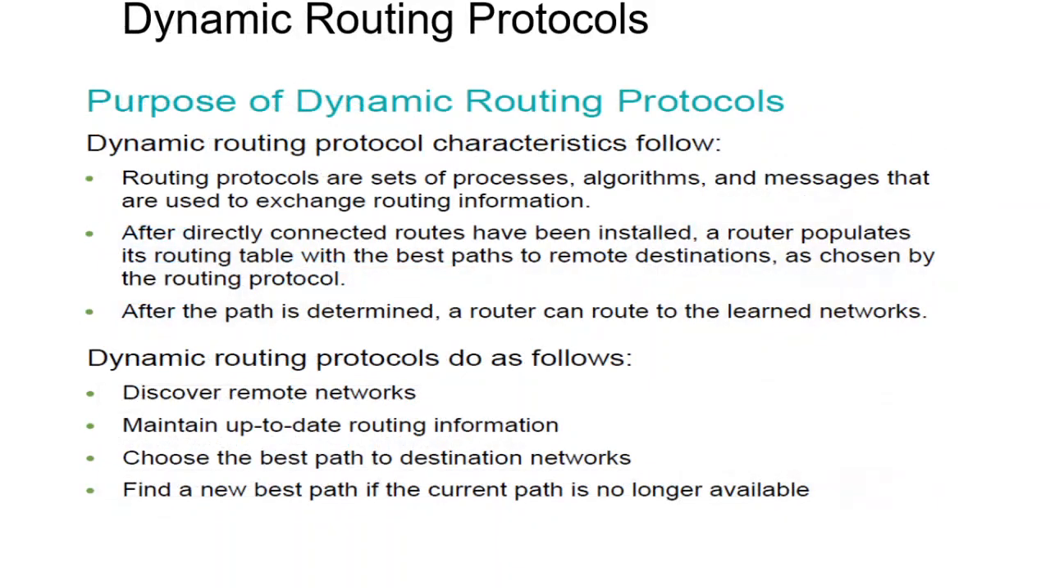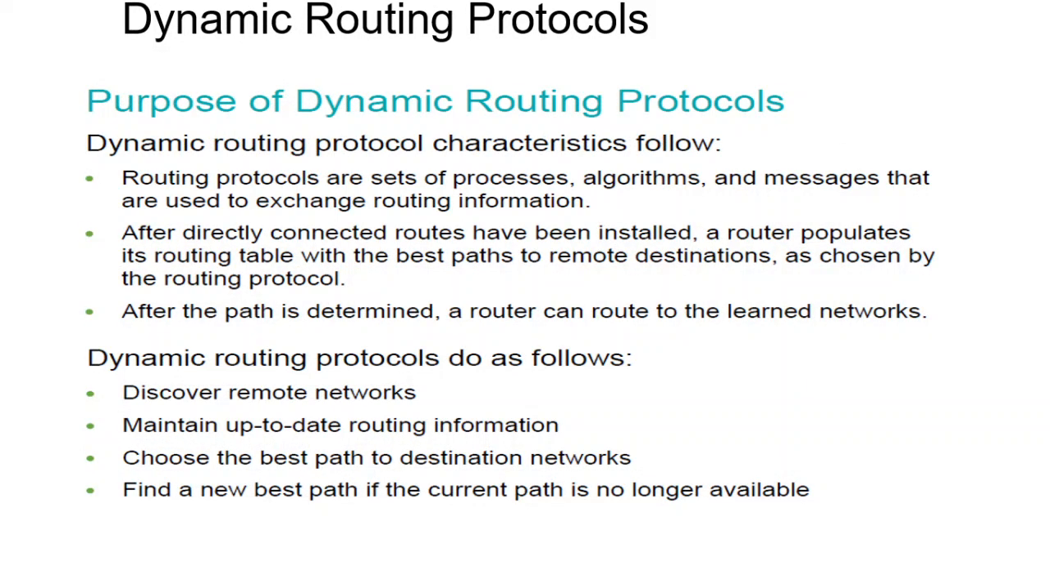And now dynamic routing protocols. They are sets of processes, algorithms, and messages that are used to exchange route information. After the directly connected routes have been installed, a router populates its routing table with its best path to remote destinations as chosen by the routing protocol. After the path is determined, a router can route to the learned networks.